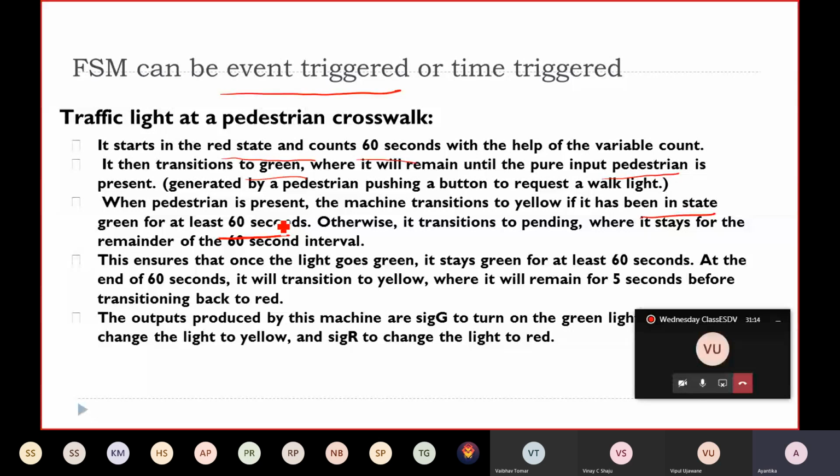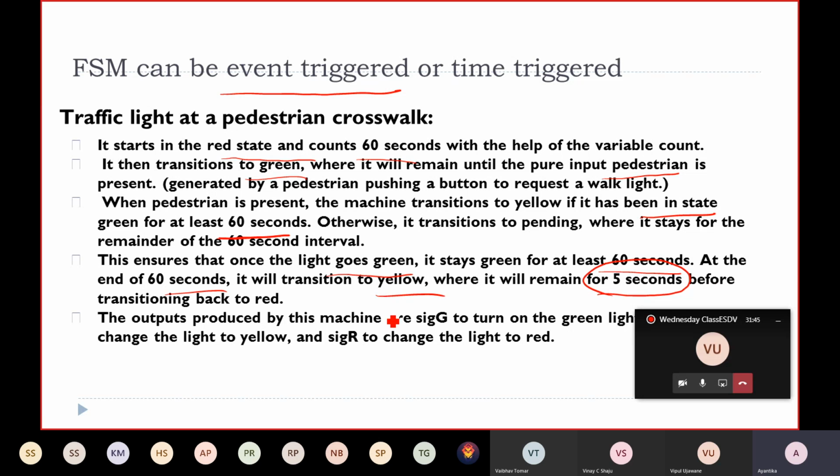So this way we have also mentioned that once the light goes green, it stays green for 60 seconds. At the end of 60 seconds, it will transition to yellow. It will remain in yellow for 5 seconds before transitioning back to red. So this is my specification.